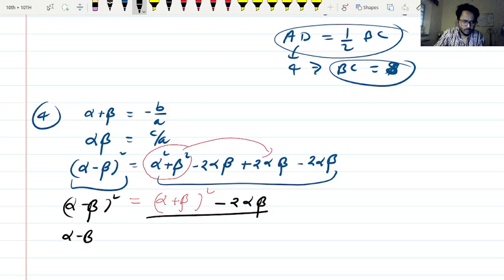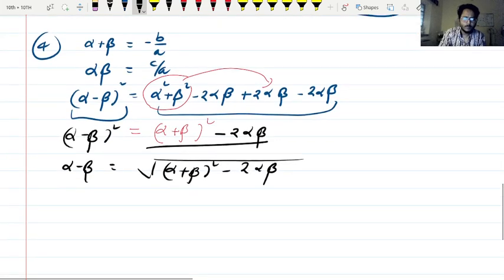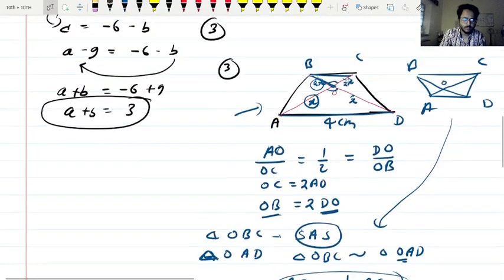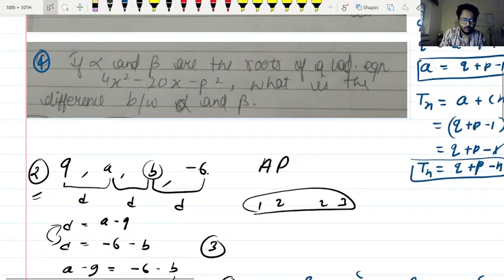So alpha minus beta is the square root of (alpha plus beta) whole square minus 4 alpha beta. Now we have the value of alpha plus beta and alpha into beta, so we can put the values of alpha beta and alpha plus beta in this square root, and then we can get the value of the difference of the roots.